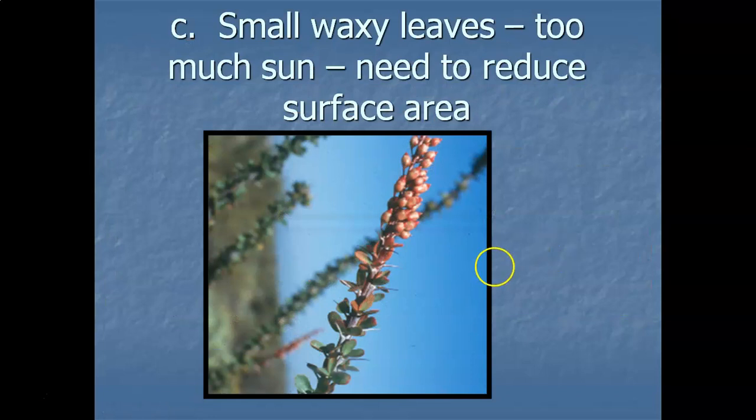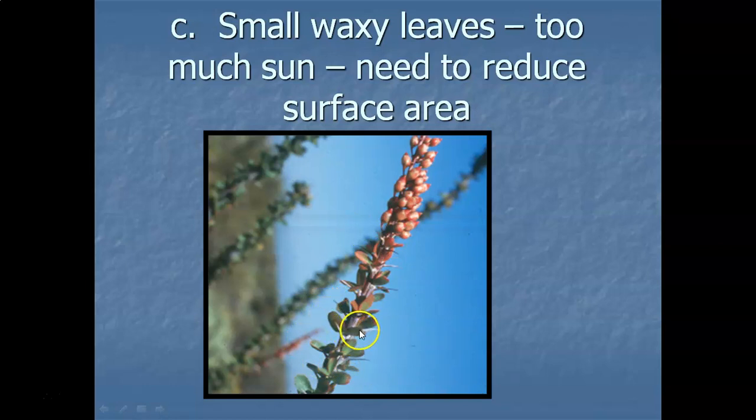The third and final xerophytic adaptation is that any plant that grows in the desert, dry tropical, or dry subtropical, if it has leaves, the leaves are going to be tiny. They're going to be very, very small. They're going to be leathery, and they're usually going to have maybe a waxy coating on them.